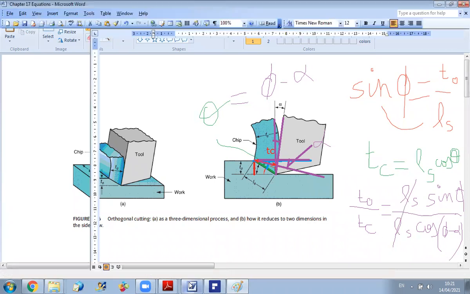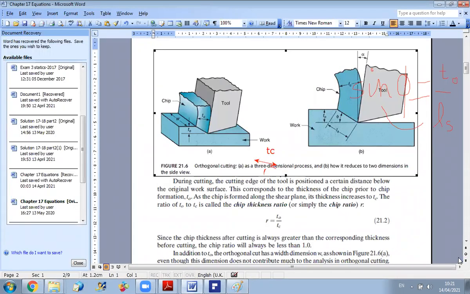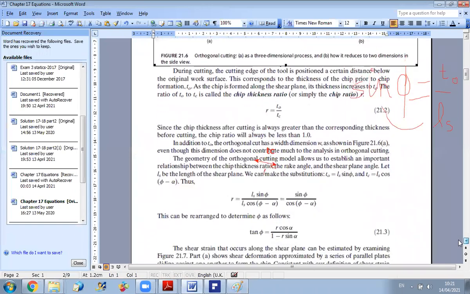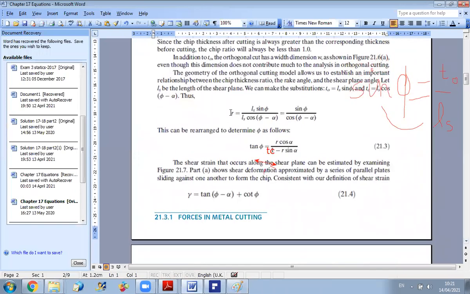So going back to our document here, we can derive the relation between the thickness ratio and the rake angle and the shear angle. And also, using this relation with some trigonometrical relations, you can demonstrate.